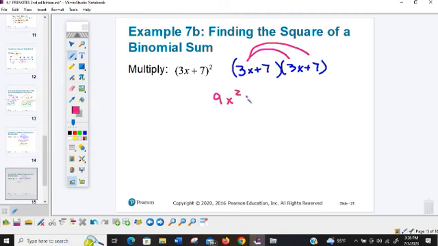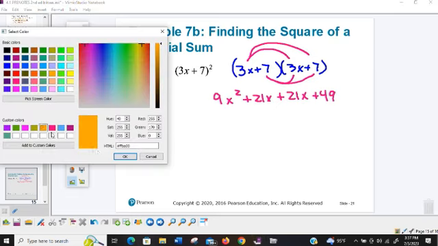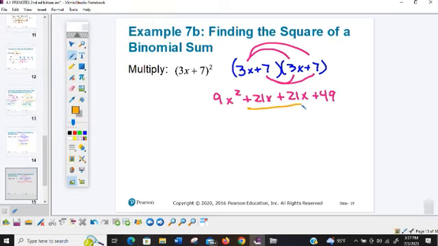3x times 7 is a positive 21x. 7 times 3x is a positive 21x. And 7 times 7 is a positive 49. Now we can add those middle terms together. That's going to add to 42x. So my answer is going to be 9x squared plus 42x plus 49. Remember, when you add or subtract, you don't change the exponent.